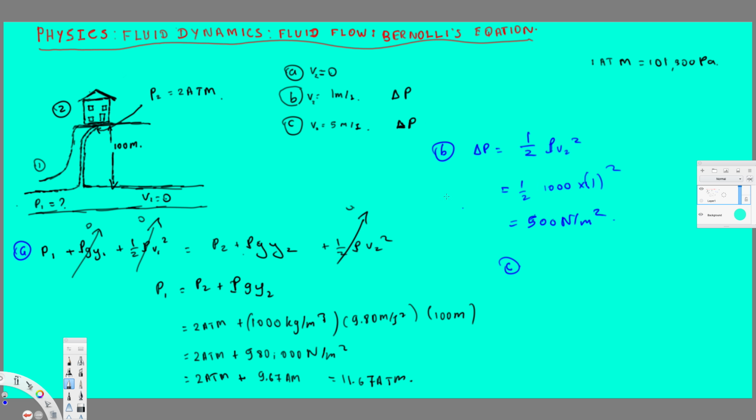Then let's do the C part. When the velocity in this pipe, whatever the tap they are opening, is 5 meters per second, delta p is equal to half rho v2 squared, same thing. That's half times 1000 times v2, which is 5 squared, that is 25. So 500 times 25 is going to be 12,500 Newtons per meter squared, and that's the new pressure change when the velocity on top is 5 meters per second, and that's how we do that.